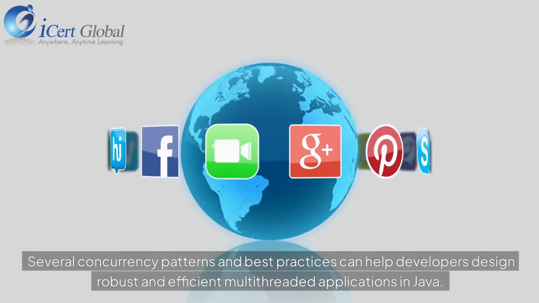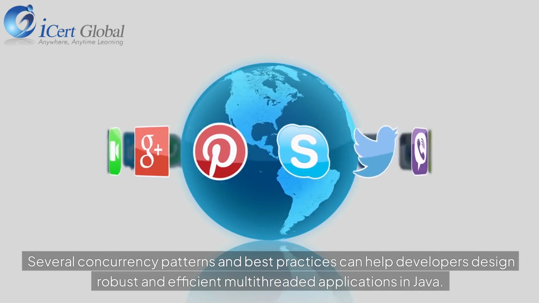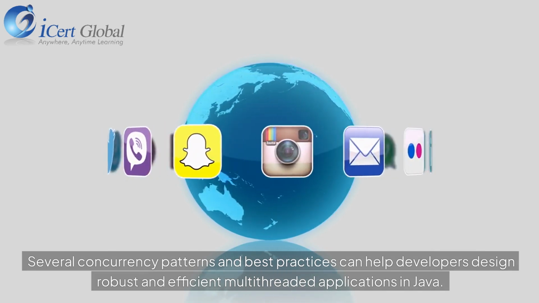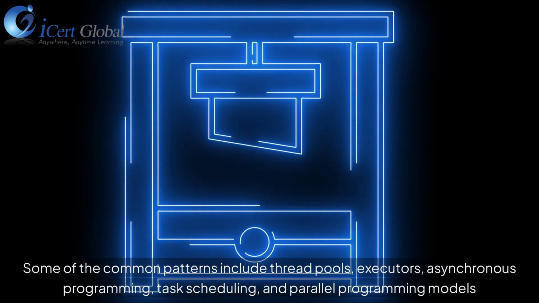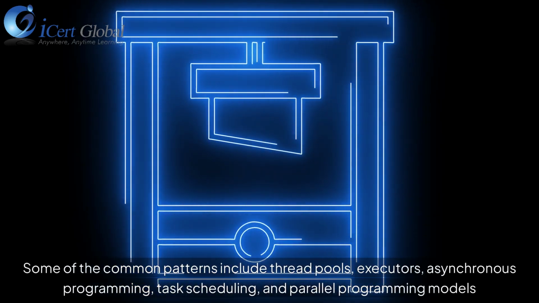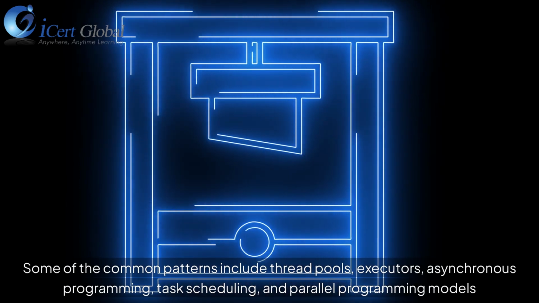Several concurrency patterns and best practices can help developers design robust and efficient multi-threaded applications in Java. Some of the common patterns include thread pools, executors, asynchronous programming, task scheduling, and parallel programming models.